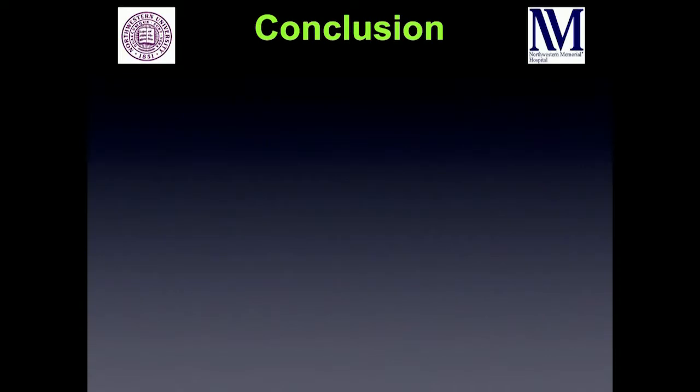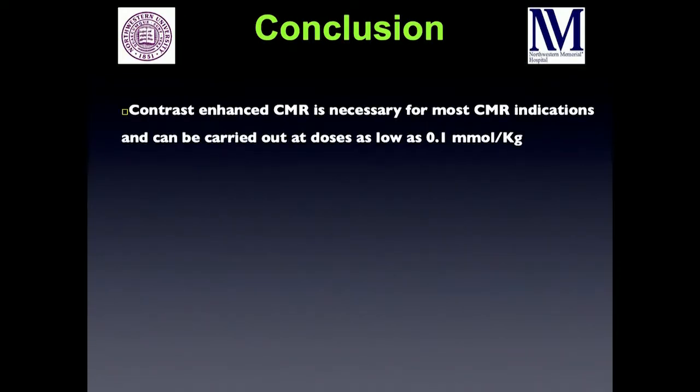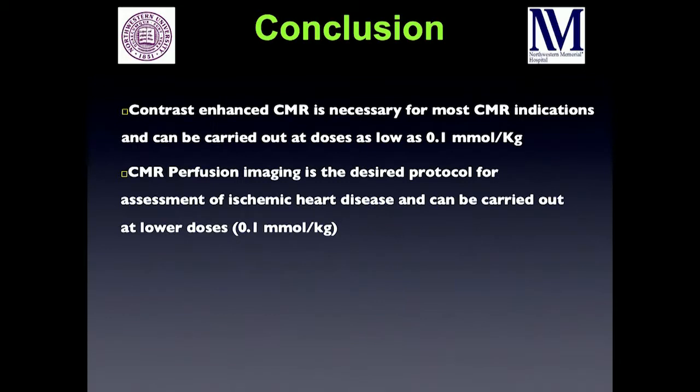So in conclusion, contrast-enhanced MR is necessary, in my opinion, for most CMR indications, and can be carried out at lower doses of 0.1 millimoles per kilogram than we more conventionally think. Stress perfusion MR is the desired protocol for assessment of ischemic heart disease. It's been shown better than nuclear, and also can be carried out with a total lower dose of 0.1 millimoles per kilogram.